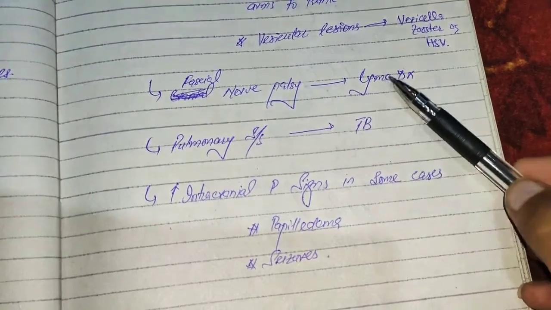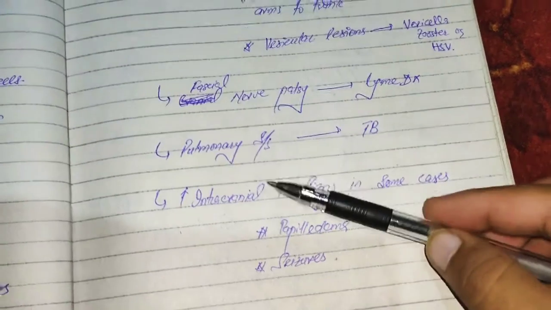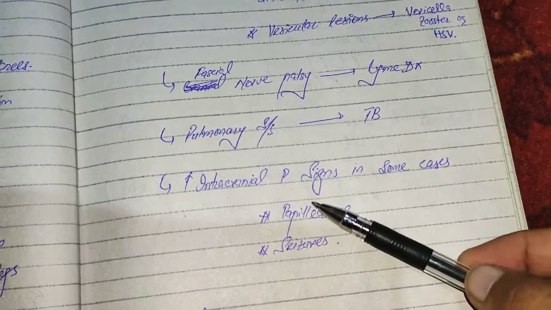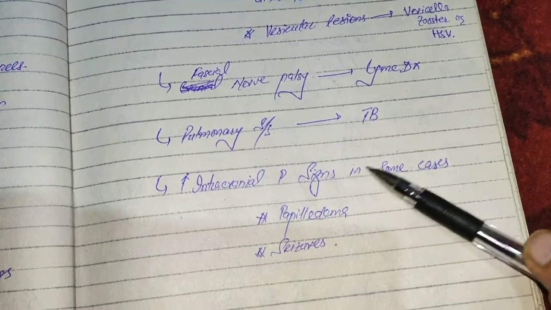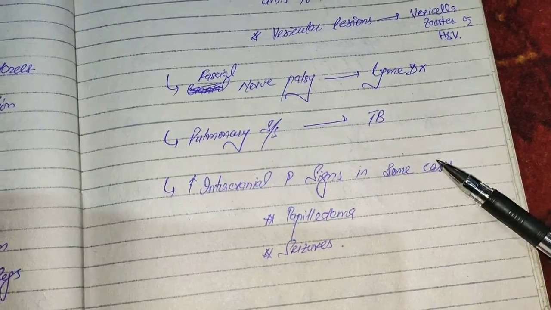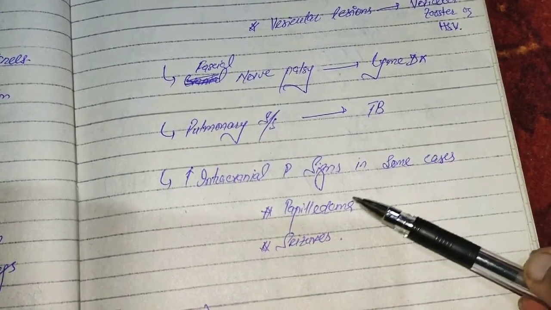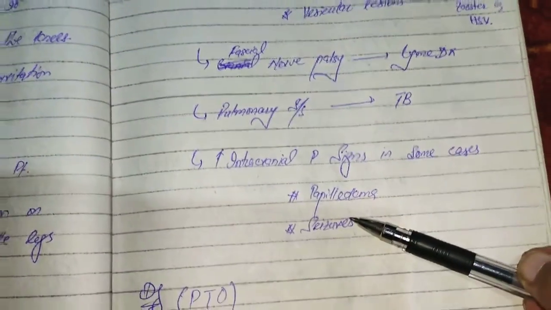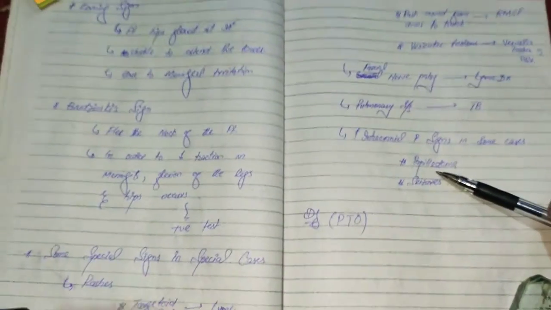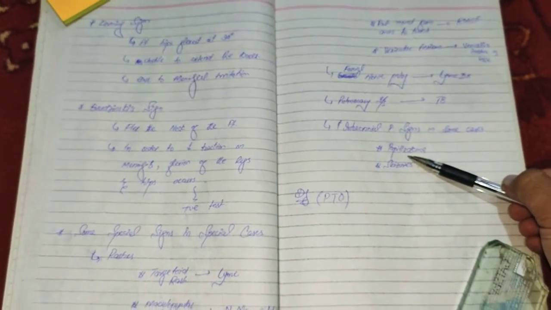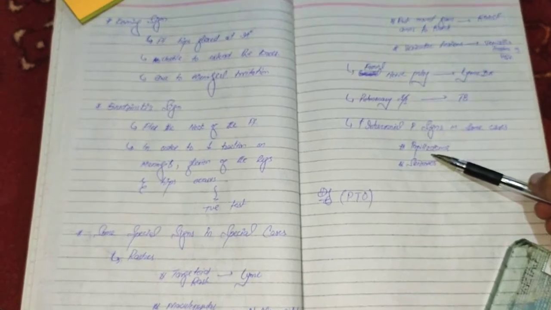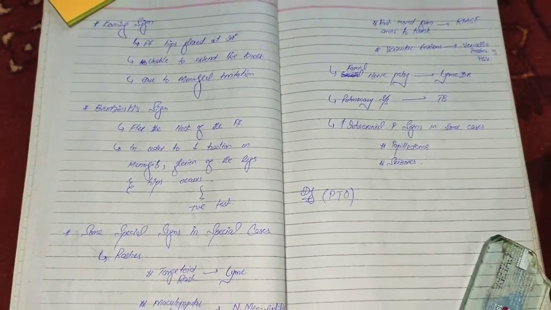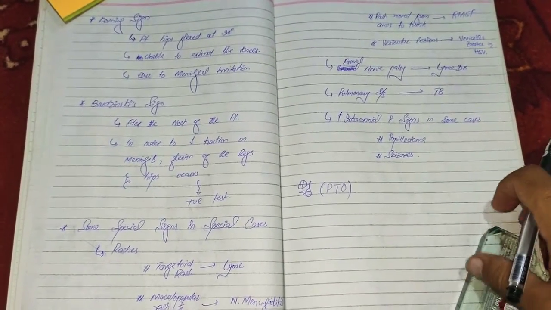Moreover, facial nerve palsy is usually caused by Lyme disease, and pulmonary signs and symptoms are of course caused by tuberculosis, and increased intracranial pressure signs in some cases will also occur in meningitis. These include papilledema and seizure. So you have to remember all these signs. These signs may be positive in meningitis, and based on these signs you can assign the bacteria or the causative factor that is associated with this meningitis.